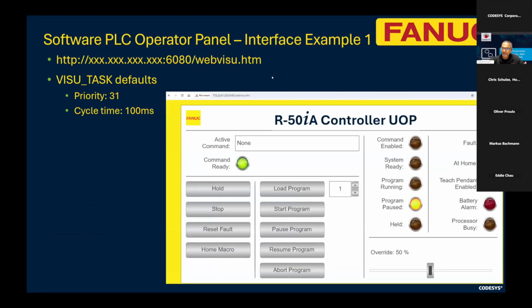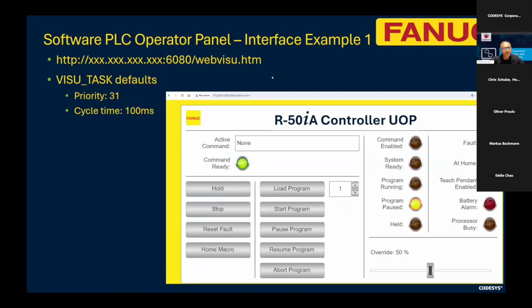Once the screens have been developed and tested within CODESYS and deployed, they can be accessed using the URL string seen here. It's important to note that the Visu task defaults to a priority of 31 with a cycle time of 100 milliseconds. Once it's deployed, any browser can access the operator panel.